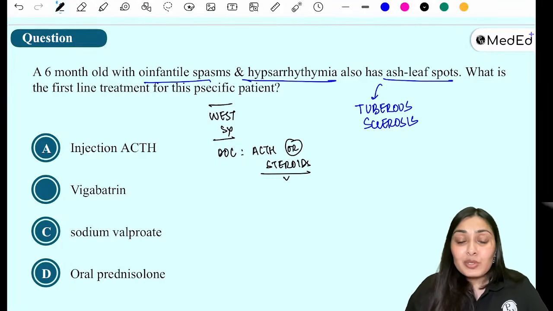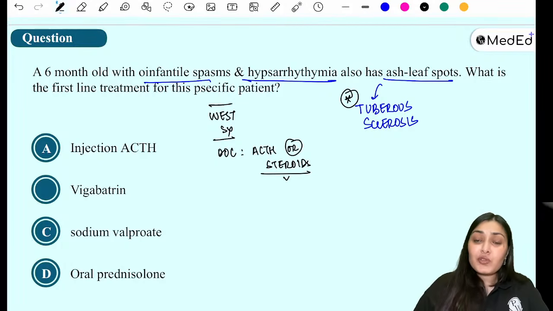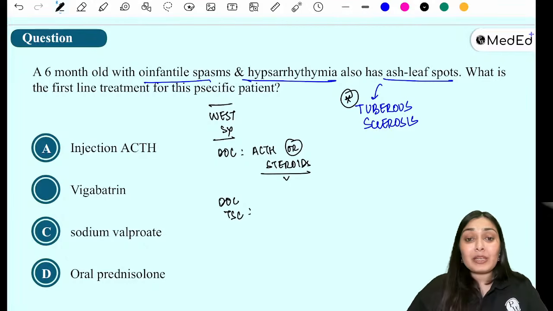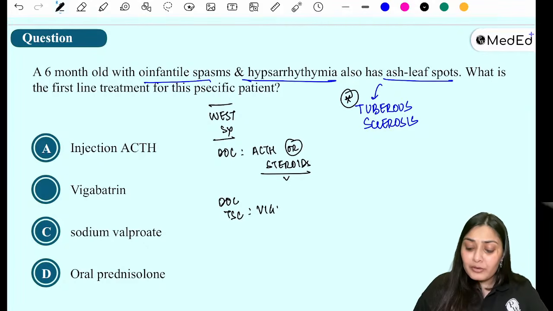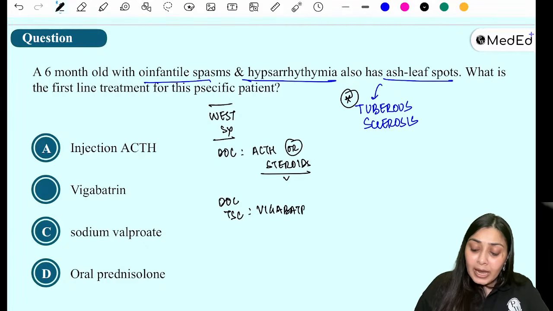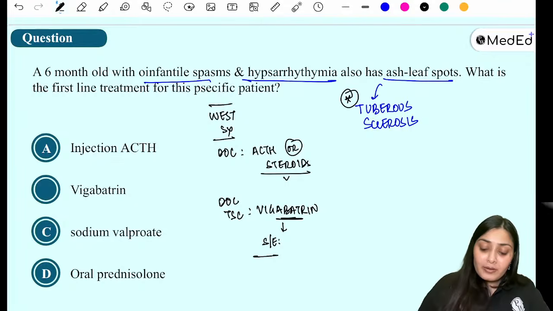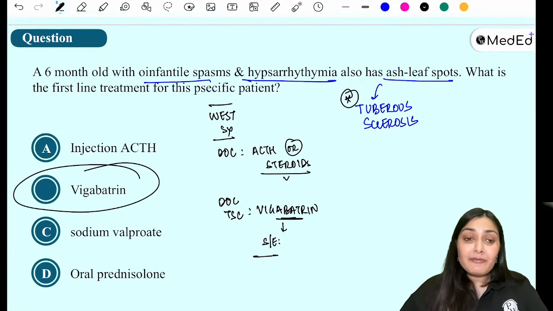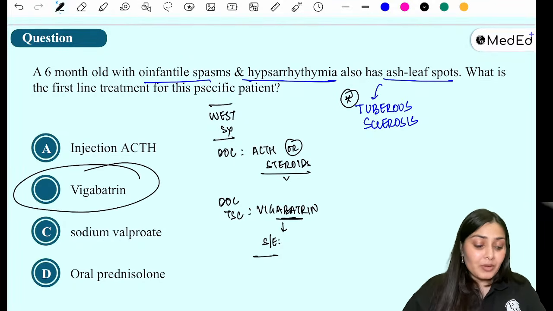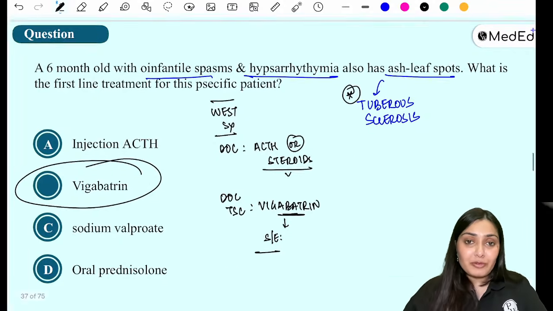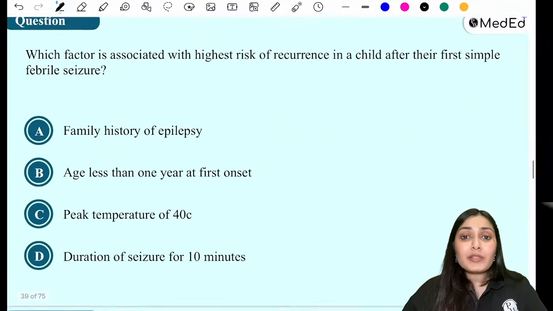But what is the catch in this question? They have given tuberous sclerosis. What is the drug of choice in tuberous sclerosis? So if the option has something that is suggestive of tuberous sclerosis, remember the drug of choice here is vigabatrin. Vigabatrin. And in vigabatrin, remember the important side effect of retinal toxicity, blind as a bat. So here the correct option is B, vigabatrin. So most of you have given it correct. Let's move to the next question.